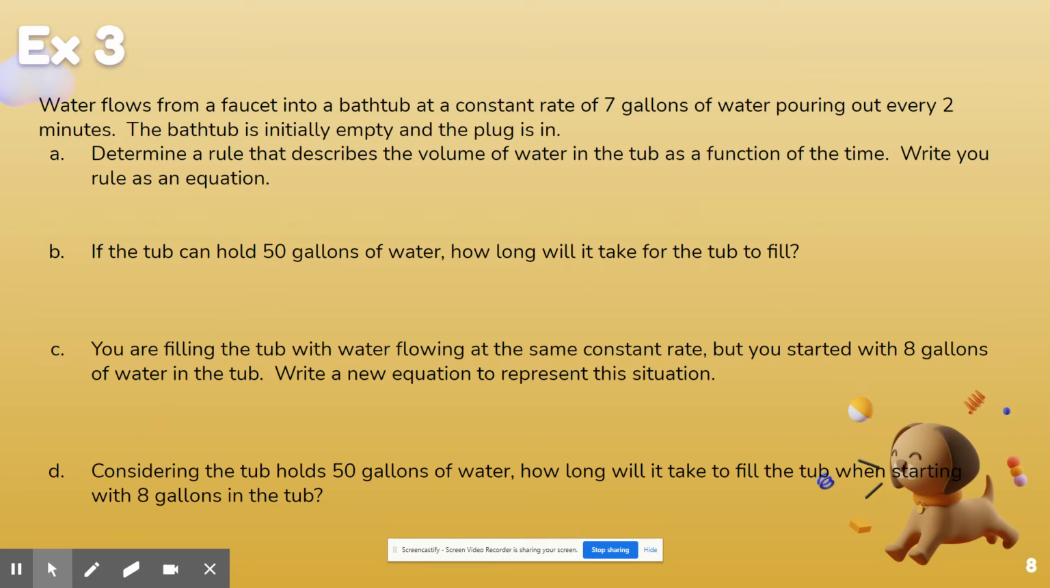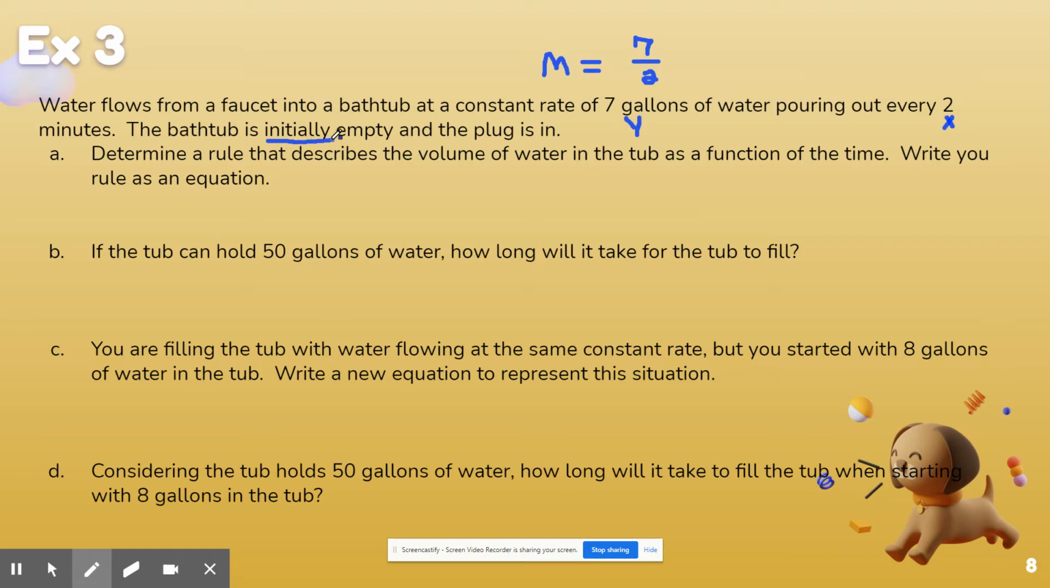Looking at this one, it says water flows from a faucet into a bathtub at a constant rate. That's what slope is, a constant rate of change. That's why it always goes up 3 and over 1, or up 2 and over 3, or down 1 and over 4. It's constant. It always stays the same. So when you see 7 gallons of water pouring out every 2 minutes, here's what that tells you. Slope is 7 over 2. This is your y change. This is your x, which means that it's 7 gallons per 2 minutes. So this is what your slope is.